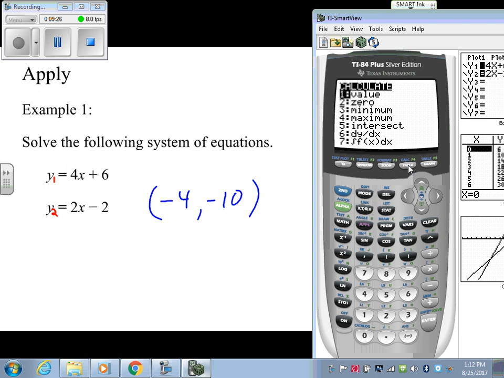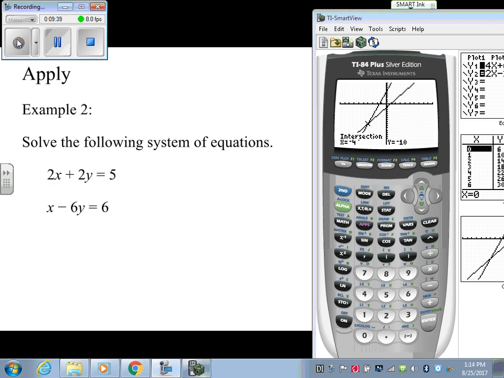I go to the choice 5, which is intersect. It says first curve, I hit enter. It says second curve, I hit enter. It says guess, I hit enter, and voila, it's giving me the answer of -4, -10. Moving on to example 2.